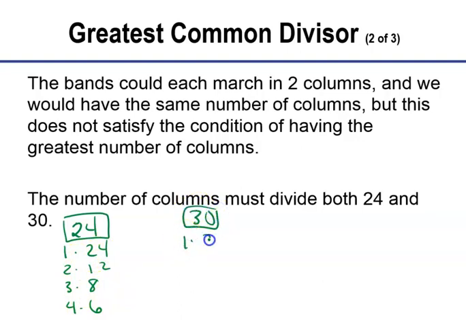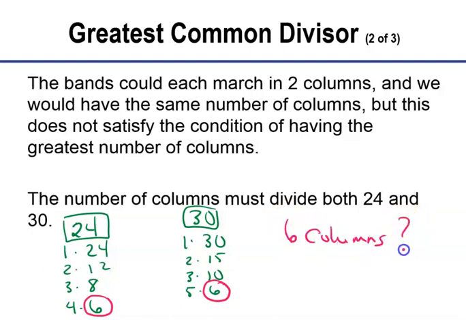Okay, so 1 times 30, 2 times 15, 3 times 10, 4 doesn't divide 30, 5 does, 5 times 6, and then the next number would be 6, which notice we already have included here. Now I need the largest number that's on both of these lists, and notice 6 is on the 24 list and 6 is on the 30 list. So if we had 6 columns, would this not work out? Let's read on to see what we have here.